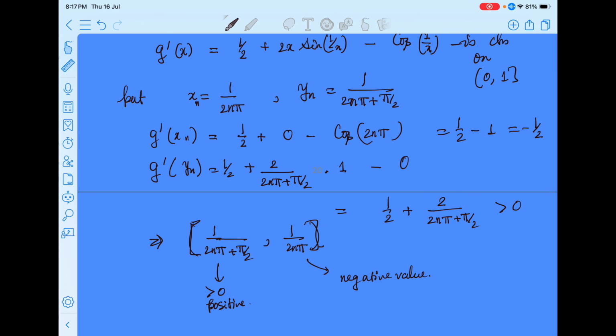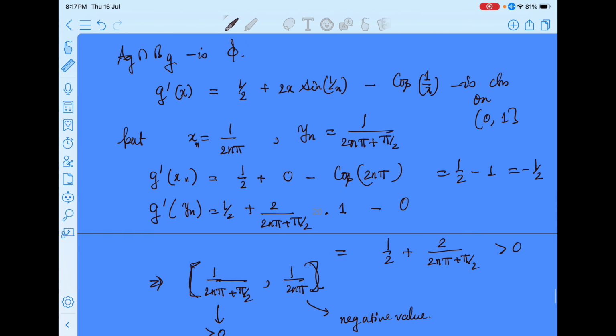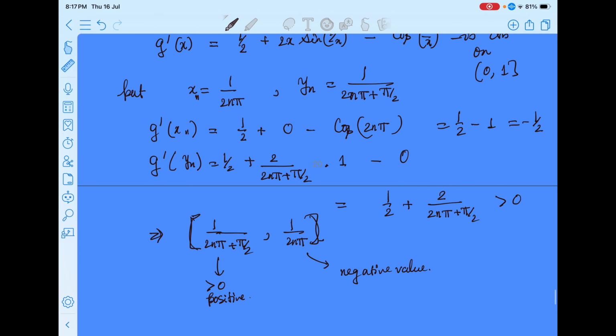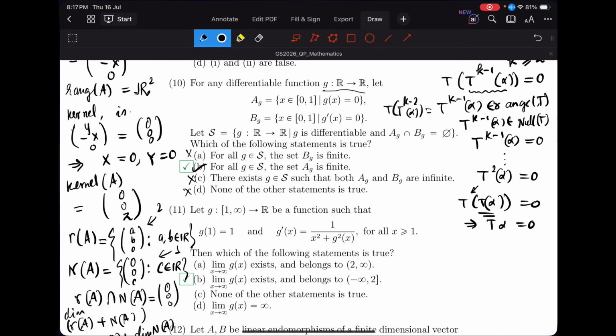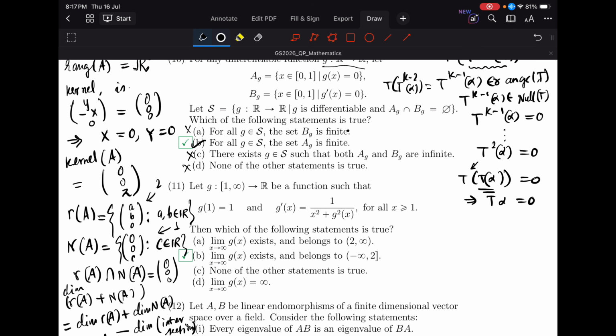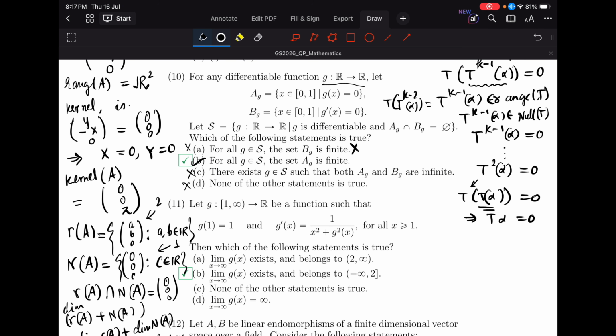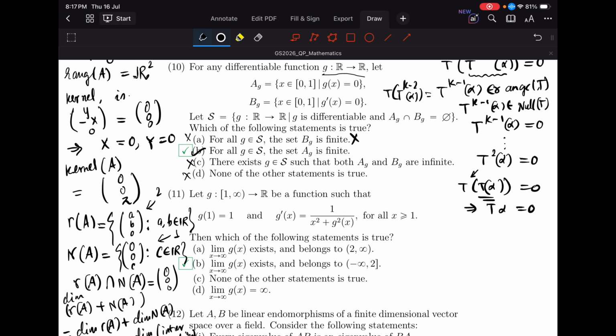Okay, so what that implies is that there exists a root inside (1/(2nπ + π/2), 1/(2nπ)). So you can just easily vary n to get infinitely many solutions, infinitely many zeros of g'(x). So our first option is not correct. All right, so yeah, okay, so let us do the next problem.